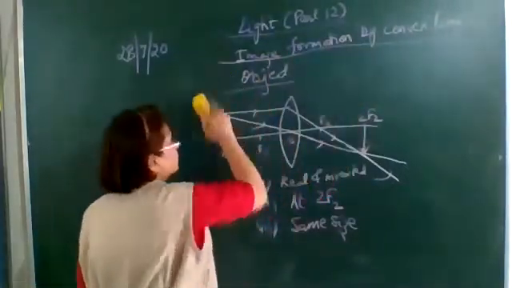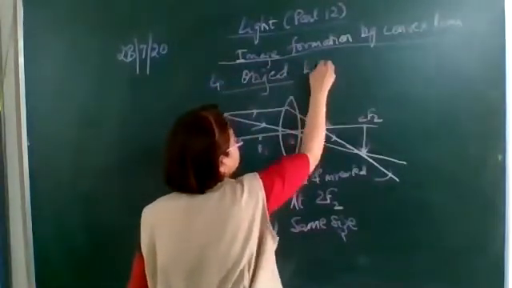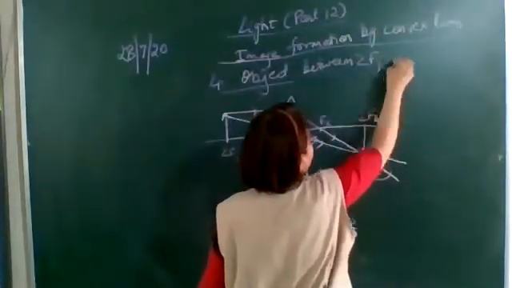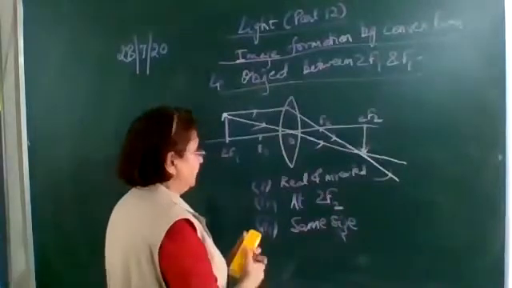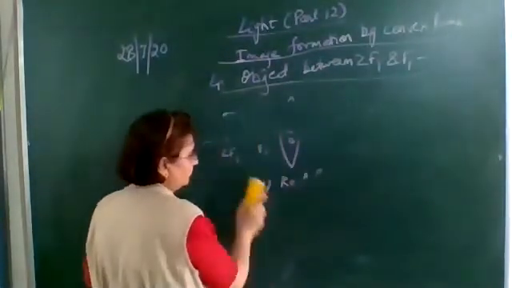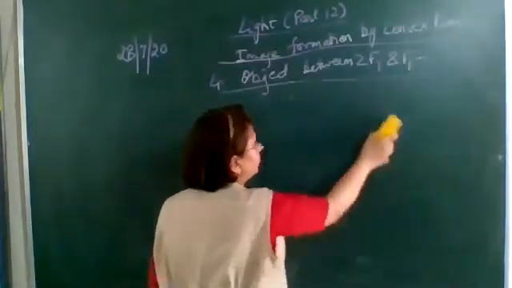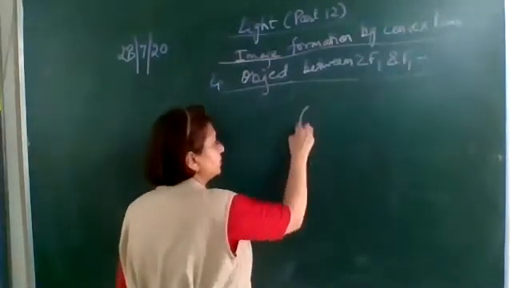So the fourth position is object between 2F1 and F1. Okay, again, when we draw the diagram by placing the object between 2F1 and F1, we'll discuss the 3 points about the image.